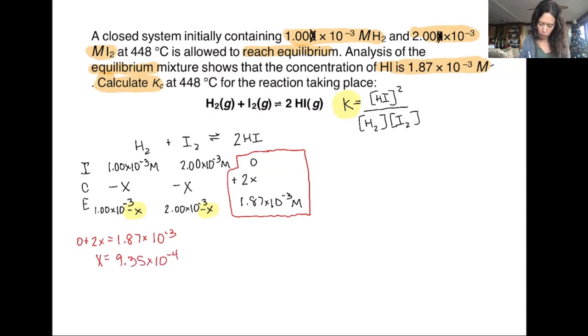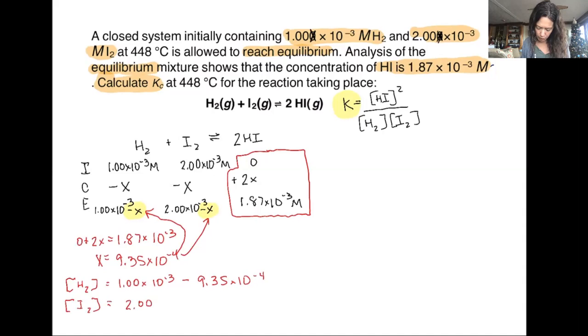Okay, these are all molars. So I'm going to plug that in here, and I'm going to plug that in here, and I will then know all concentrations at equilibrium. So the concentration of hydrogen at equilibrium is equal to 1.00 times 10 to the negative third minus 9.35 times 10 to the negative fourth. The concentration of iodine at equilibrium is equal to 2.00 times 10 to the negative third minus 9.35 times 10 to the negative fourth. Solve for those.